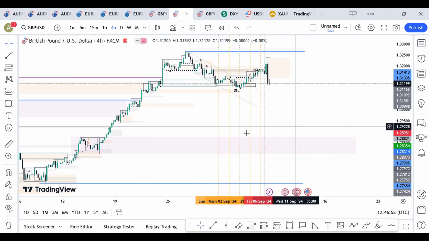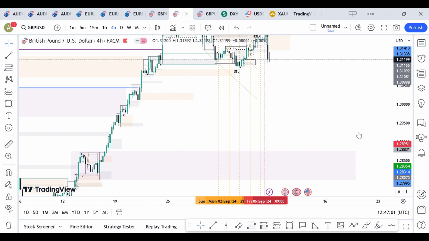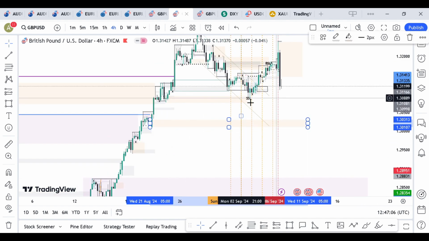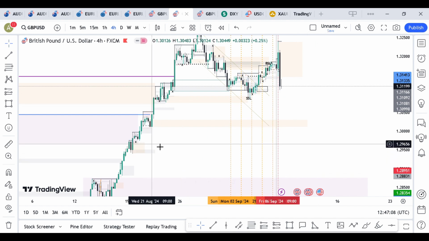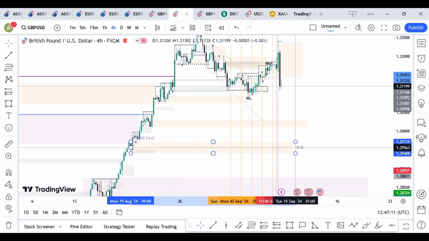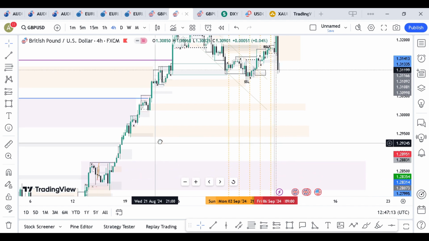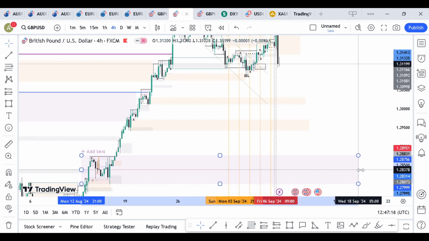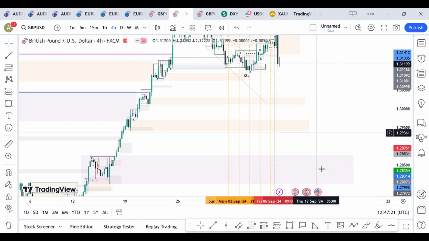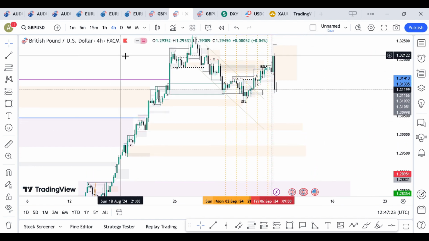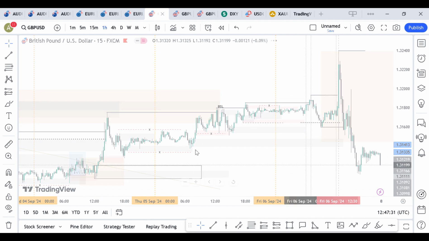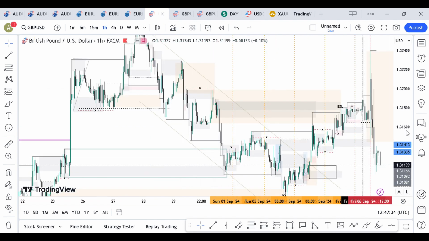I'll be expecting at least price to come down to these demands that were left during the month of August. This one I think was mitigated, so I'm not interested in that one. Also this one, we'll draw it across, expecting price to come down lower. And also this demand area that I marked from the daily, we're expecting price to come down lower to that, possibly.